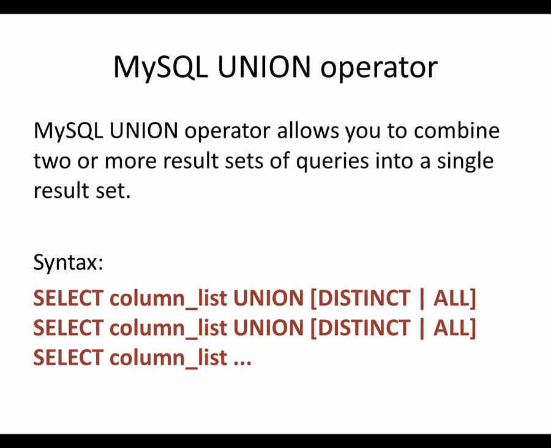Now what is union operator? It is an operator which allows you to combine two or more result sets of the queries into one single result set. So it's nothing but combination of various results as one result. Okay, so what is the syntax of the same?